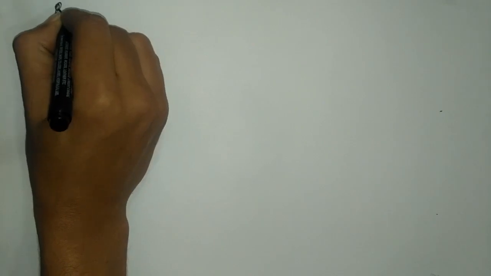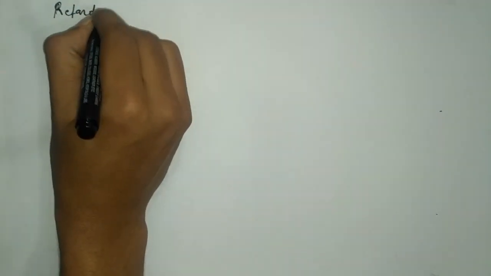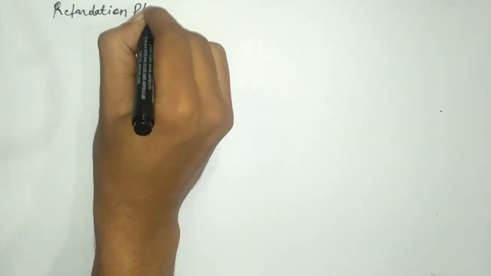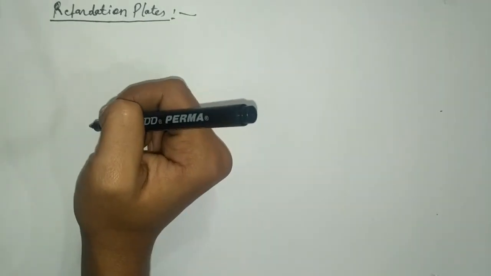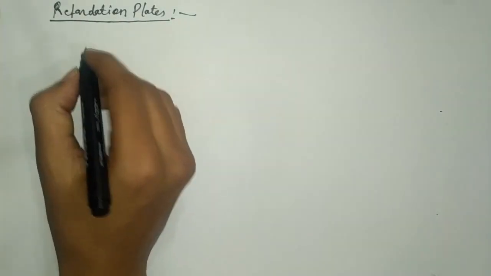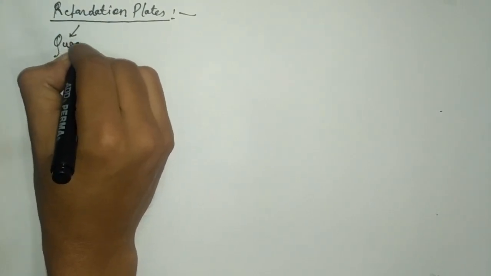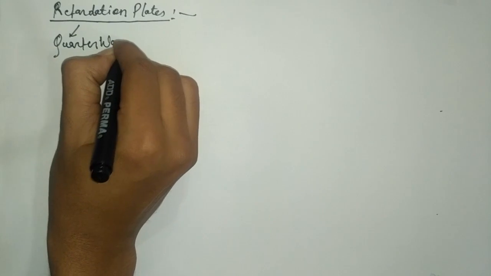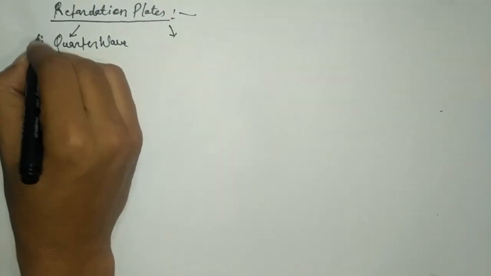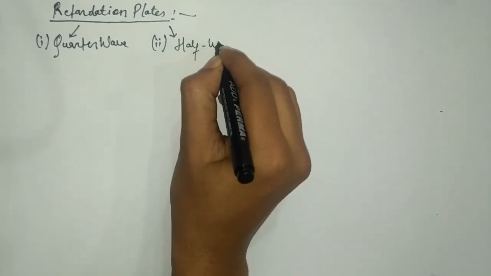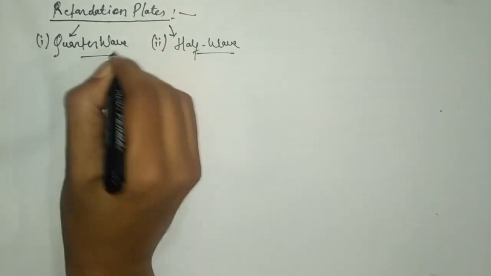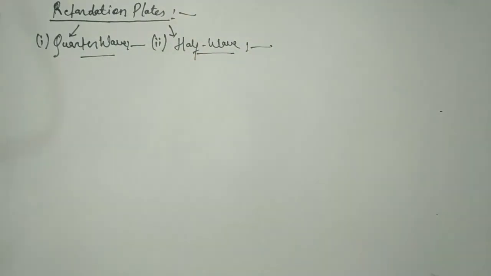So friends, now let us move on to the last topic, that is the topic of retardation plates. So we know that there are two kinds of retardation plates that we are using, that is, one is quarter wave plate and another is half wave plate, quarter wave plate and half wave plate.